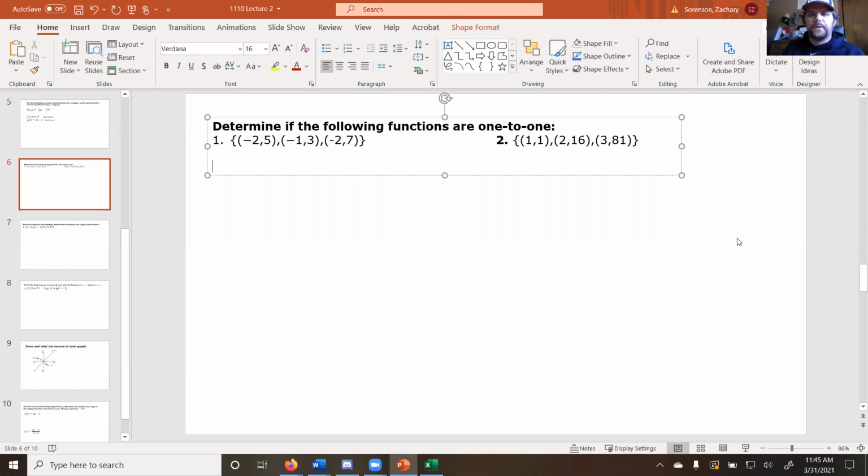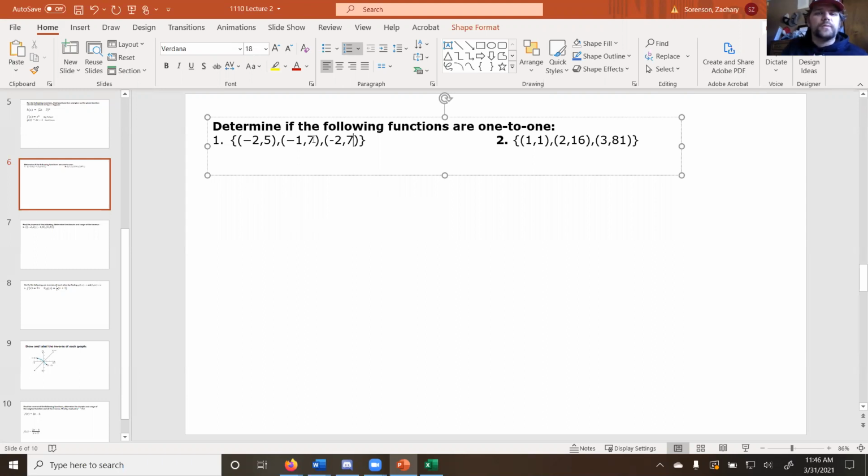So for example, are both of these 1-to-1? Oh, I messed this up. Let's change this one slightly. So this question is not a function because I have -2 mapped to 5. I have -2 mapped to 7. Not a function. We usually don't talk about 1-to-1 without a function, but for the sake of example, we're going to do that in this case.